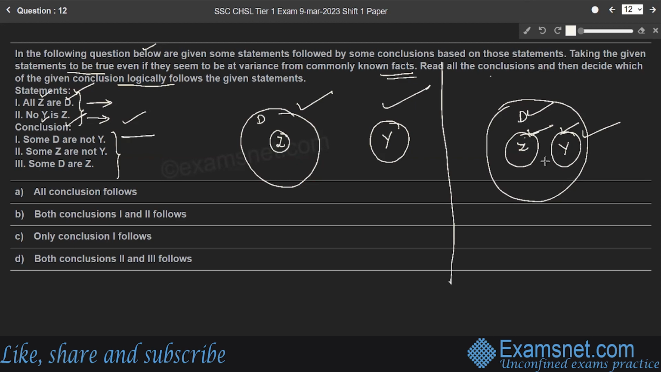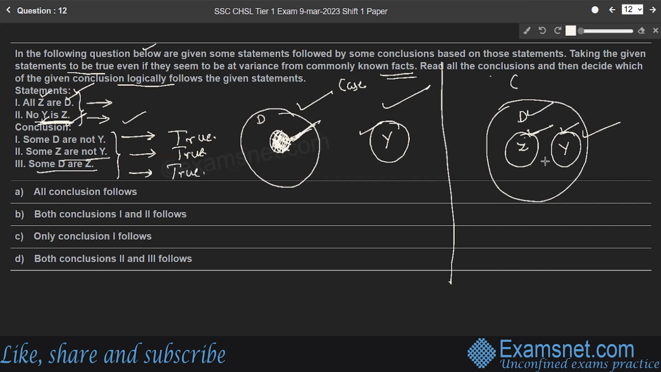So consider the conclusions now. Some D are not Y. Consider case 1. Some portion of D are not Y. Strictly, there is no relation between Y and Z, so this portion of D is not Y. Therefore, a true conclusion, right? And the second one, some Z are not Y. It's a true conclusion, because of the second statement, no Y is Z, therefore some Z are not Y. And the third one, some D are Z. Some D, this portion which I am showing now, are Z, therefore a true conclusion.